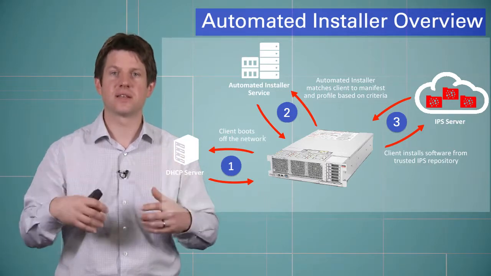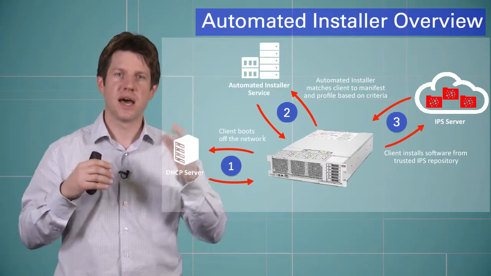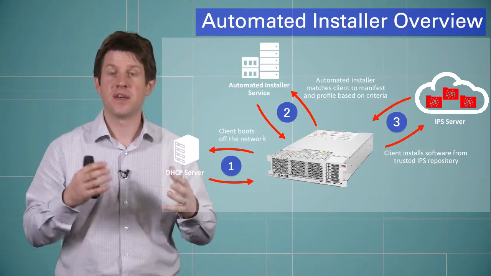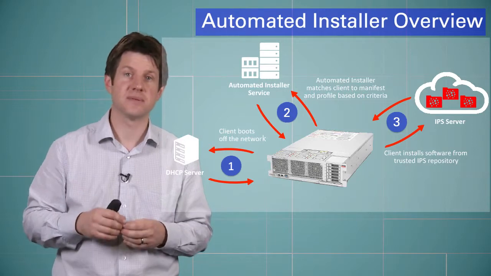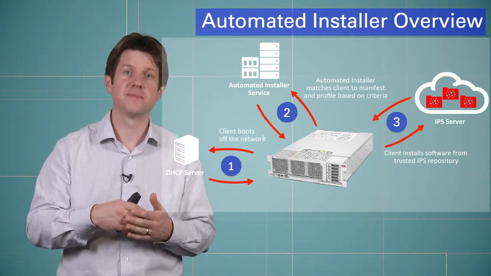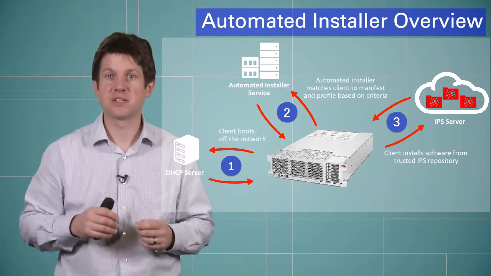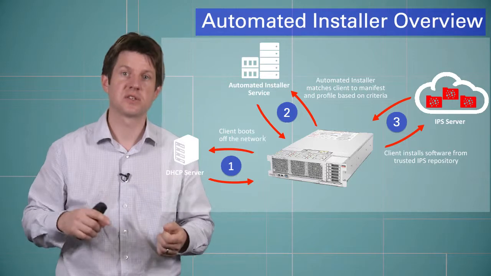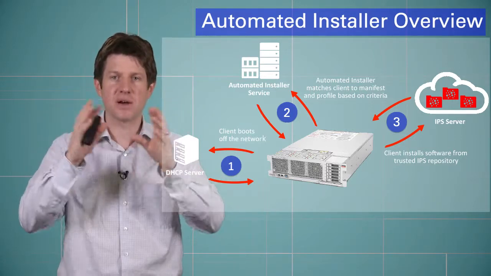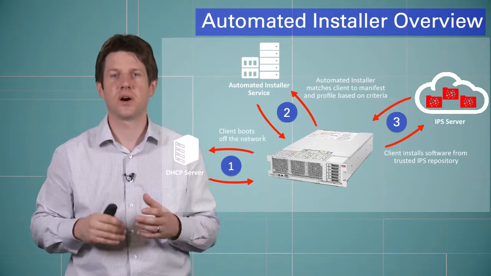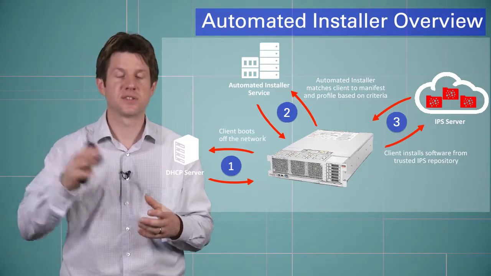It'll then download a simple mini root to get up and running, and it'll have a communication with the automated installer. There, the automated installer will essentially decide how it should go about installing that system based on an AI manifest and a system configuration profile. It'll match based on a number of criteria like MAC address or CPU or architecture. Once it's got that information about how it should install itself, the client system will contact a remote or locally connected IPS package repository and install software from that.